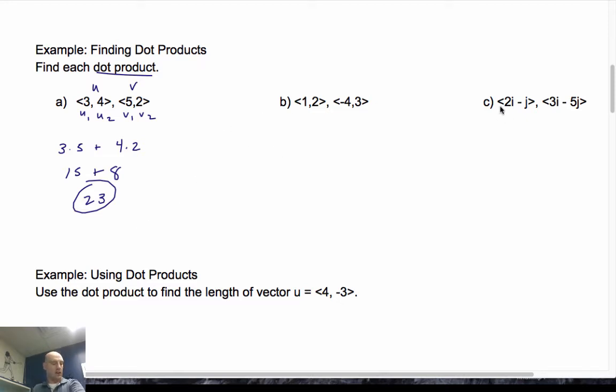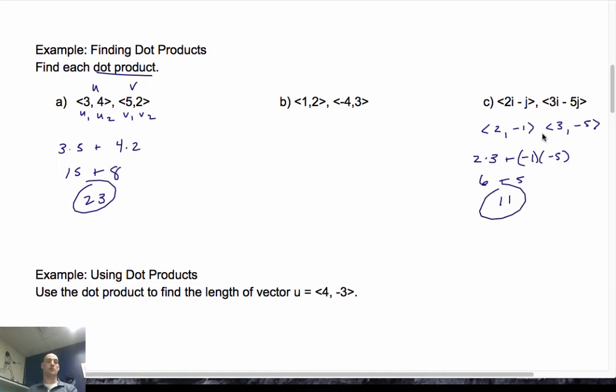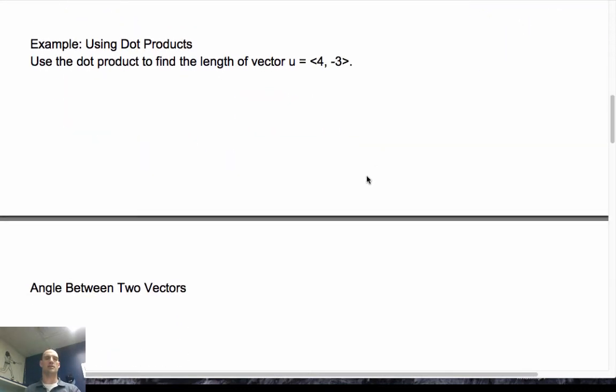Let's look at C here. I've got to break this down, since this is that i, j notation. So what are the components? This would be 2, negative 1, and 3, negative 5, correct? When I do my dot product here, I'd have 2 times 3 plus negative 1 times negative 5. So it would be 6 plus 5, which is 11. Okay, that's my dot product there. So breaking these up into their components is necessary.